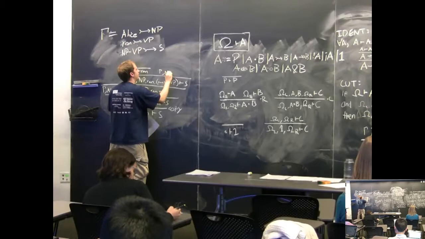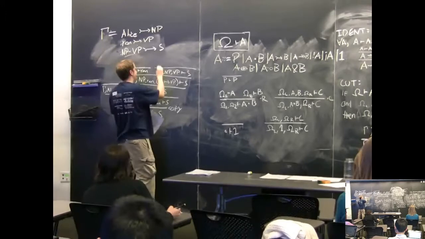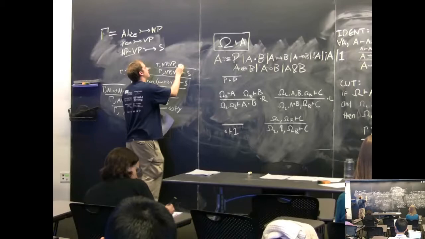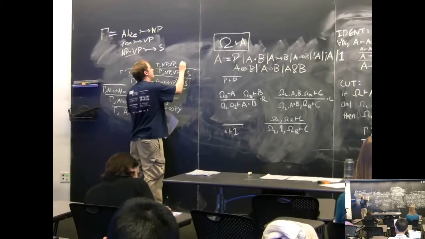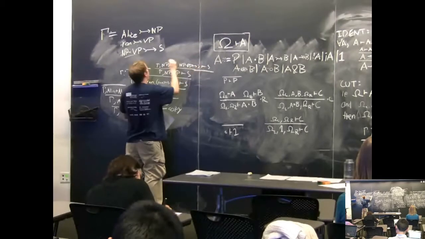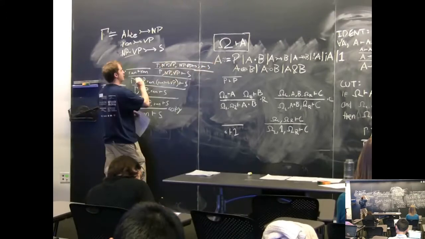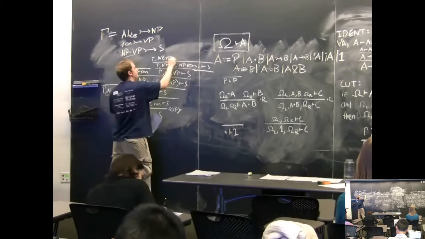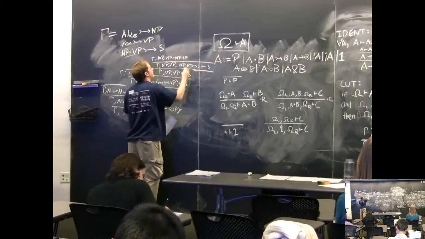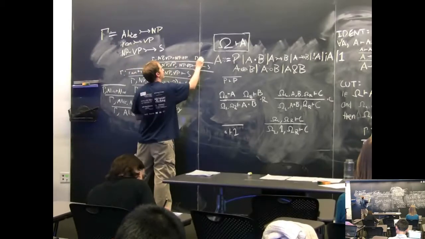Noun phrase, verb phrase is a sentence. Now I'm going to copy in this one. Noun phrase, verb phrase. Noun phrase concat with a verb phrase gives me a sentence. I'm now going to prove gamma, noun phrase, verb phrase proves the subgoal. Noun phrase times verb phrase. And I have sentence proves sentence.